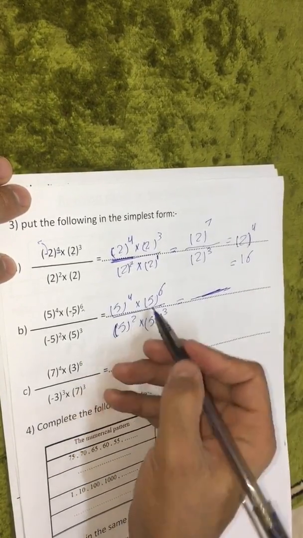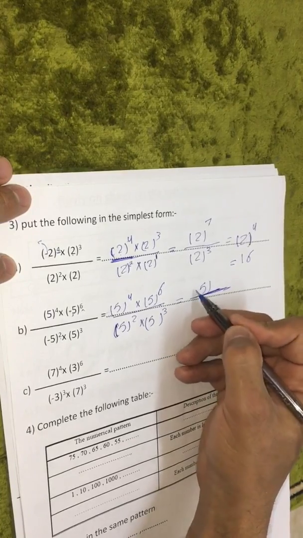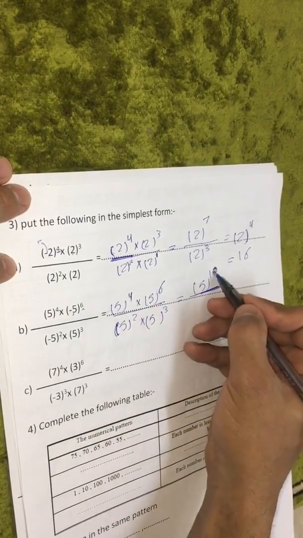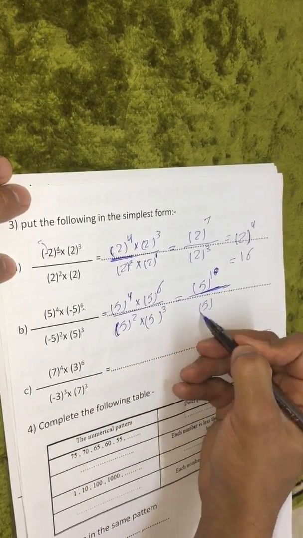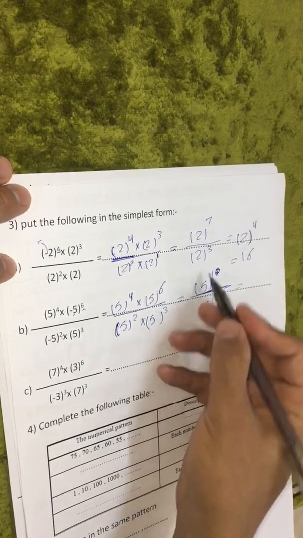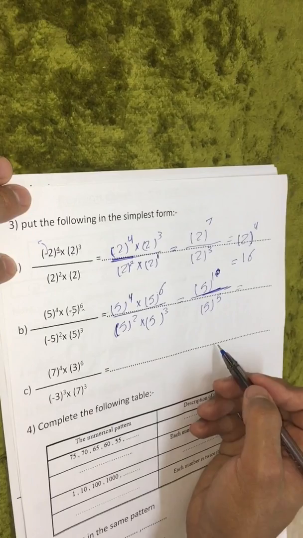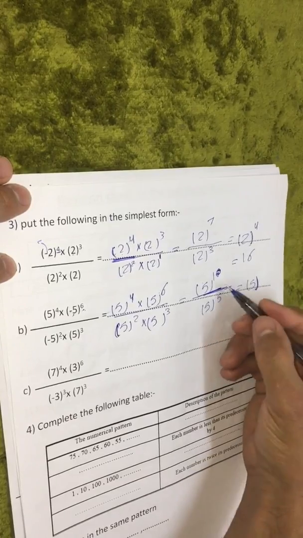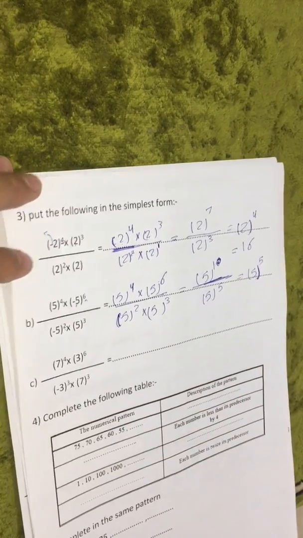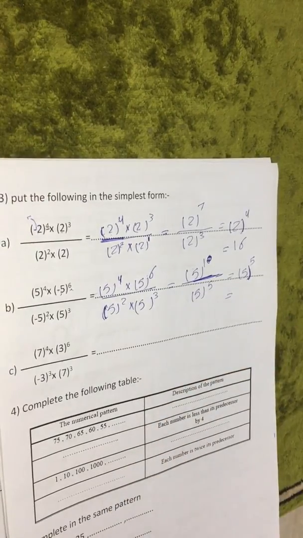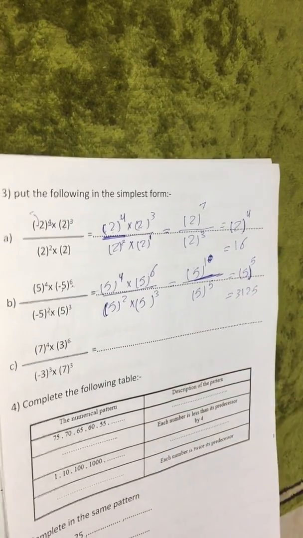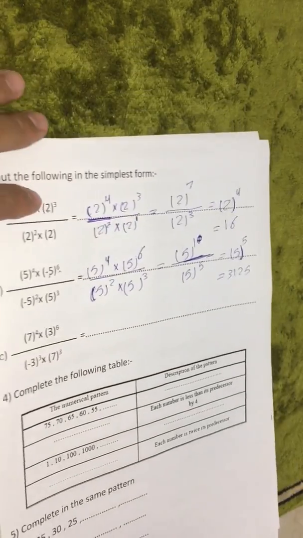Simplify the numerator. Two similar bases, put the same base, then add: 6 plus 4 equals 10. Two similar bases, put the same base, then add: 2 plus 3 equals 5. Divide sign, two similar bases, put the same base, then subtract: 10 minus 5 equals 5. That means 5 multiplied by itself 5 times, which equals 3125. Next question, and the last question about repeated multiplication.